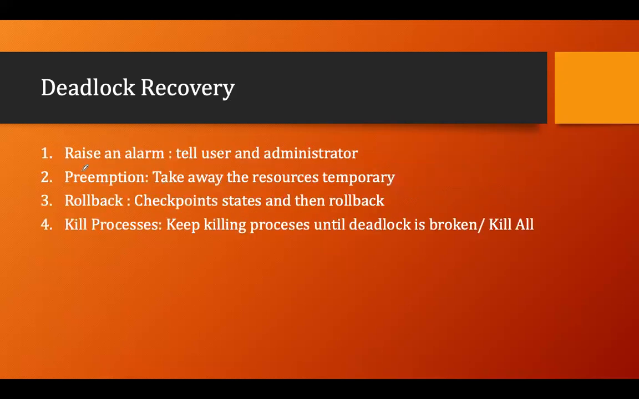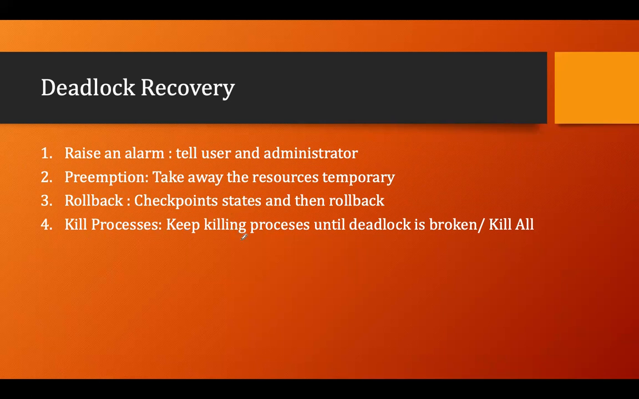Now, after detecting the deadlock, how can we recover from it? For that, first, raise an alarm, tell the user and administrator that there is a deadlock. This is one method. Second is preemption: take away the resource temporarily, means make the preemption of the process. Third is rollback, checkpoint state and rollback. Rollback is another process where we go back to the previous state where my system was safe.